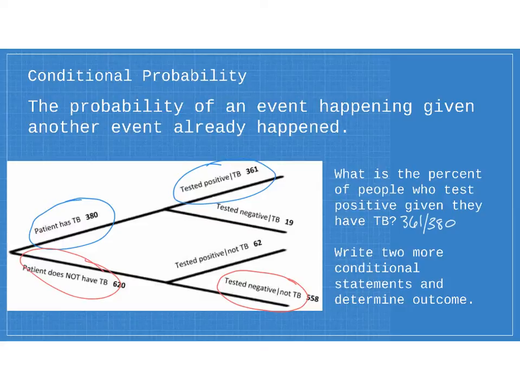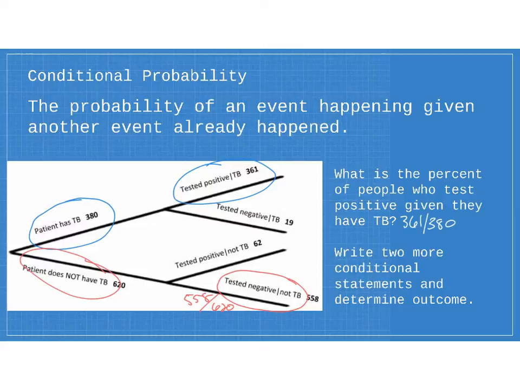Wait, maybe I misunderstood. Did you say they tested negative and have TB? Yeah. No, they tested negative and don't have TB. Yeah, so tested negative, and they don't have TB. So which group doesn't have TB? That'd be 558 out of 620. Okay, because the ones who don't are down there at the bottom.